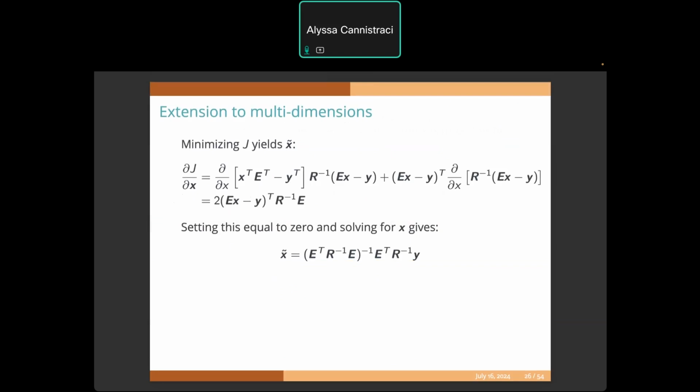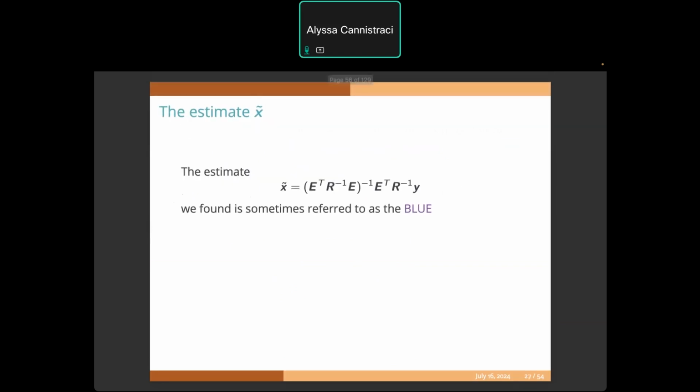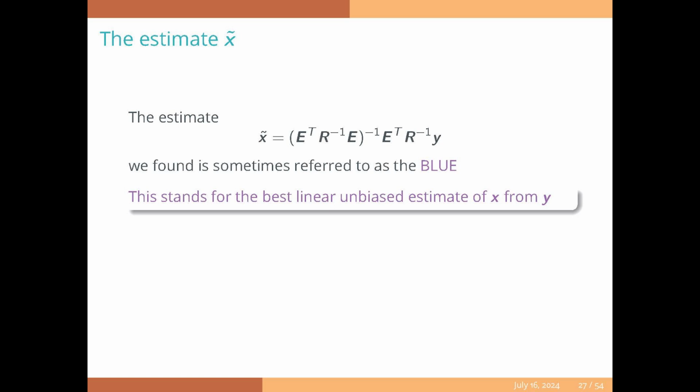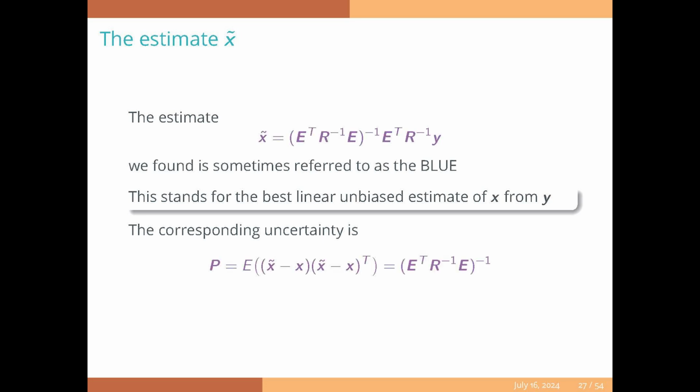Cool. And so this estimate that we just found is sometimes referred to as the BLUE. This stands for the best linear unbiased estimate of x from y. And since we know that it minimizes the uncertainty in the estimate, it really is the best we can do given y. And the corresponding uncertainty can be found through this expectation value. And this just ends up being this formula here. I made these purple because I'm going to come back to them later when we talk about Kalman filtering.